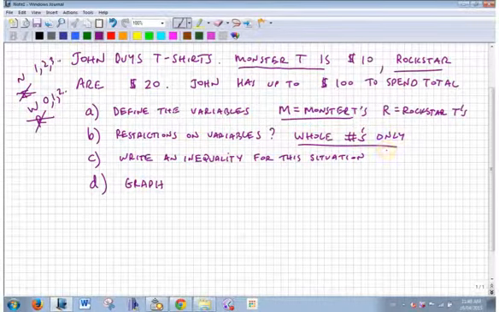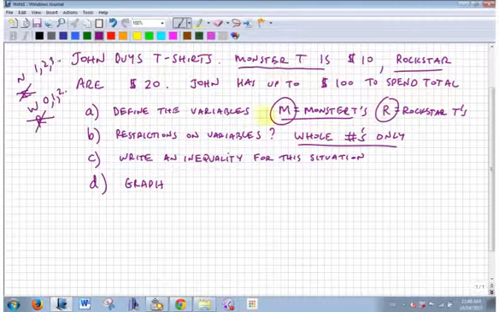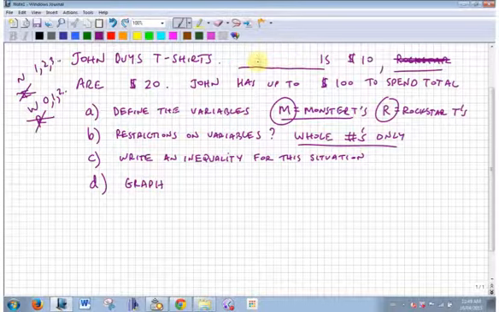Okay, C, the tricky part. I've got to write an inequality. So I've got a variable of M, I've got a variable of R. I don't know how many of these I'm going to buy of each. But if there were no Rockstar t-shirts and I had $100, how many Monsters could I get? That's some pretty simple math, isn't it? If all I had were Rockstar and they're $20 each and I have $100 to spend, how many of those could I get? 5, right? Yeah, okay, so we all know that.